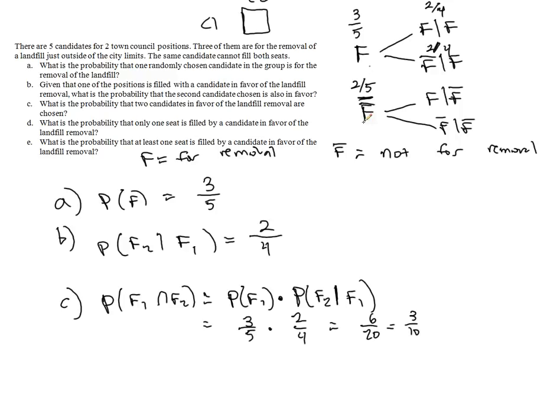Okay, if the first person chosen was not in favor, that means there are 4 people left. What is the probability that the second person is in favor? Excuse me, 3 of those characters are still left over. None of those have been chosen, so there are still 3 out of 4 people who can vote in favor. Given that the first person did not vote in favor, that still leaves 1 person who can vote in favor. So this comes out to, if you multiply the probabilities, 6/20.